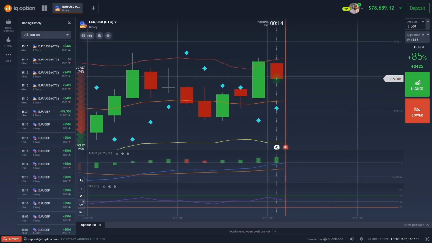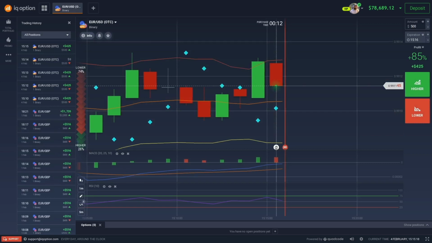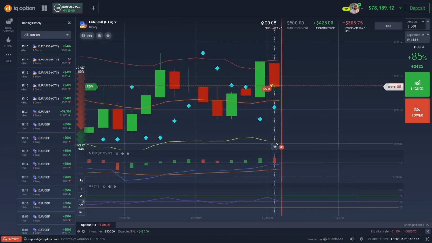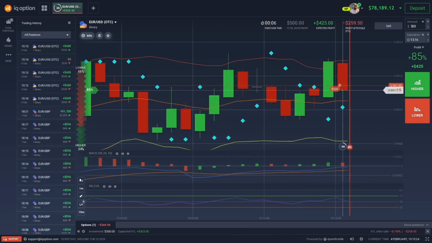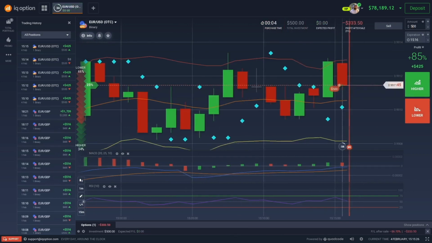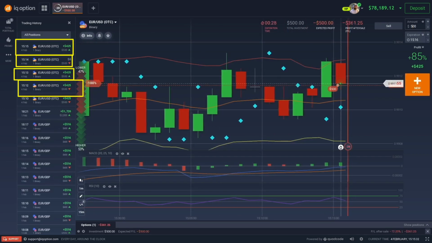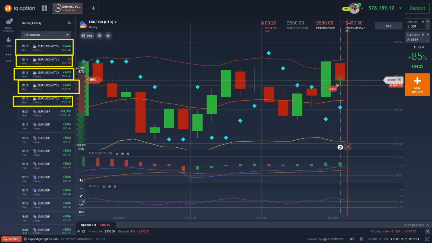Now, yeah, the market is going down. So, market is moving sideways. The market is moving sideways. This was going down or up. This was going down, up, down, down.